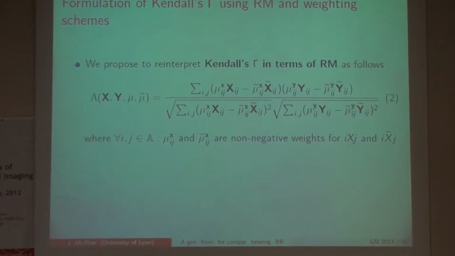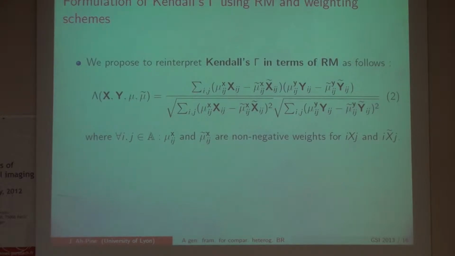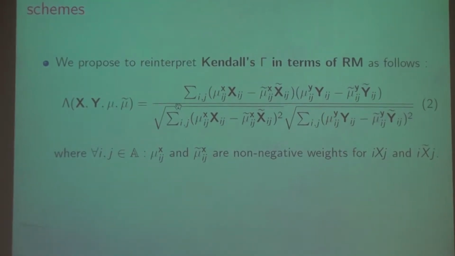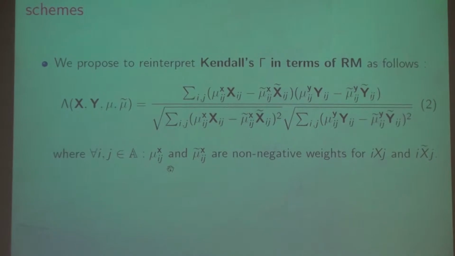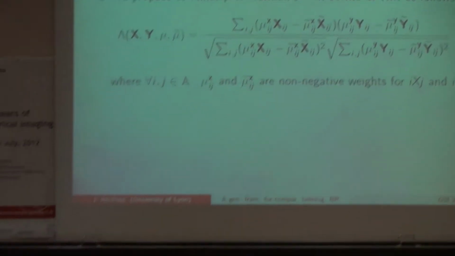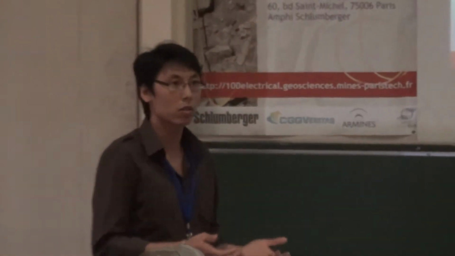Now here is the formulation which gives another view of Kendall's gamma and which uses relational matrices. We are given two binary relations or two variables. We take the relational matrix and we compute the opposite. So X and Y are given. What I introduce here as parameters are the new variables. For all i, j, nu_ij^x is a non-negative weight that I assign to the relation i x j. And nu tilde is for the opposite: I give a weight to the relation i x tilde j.